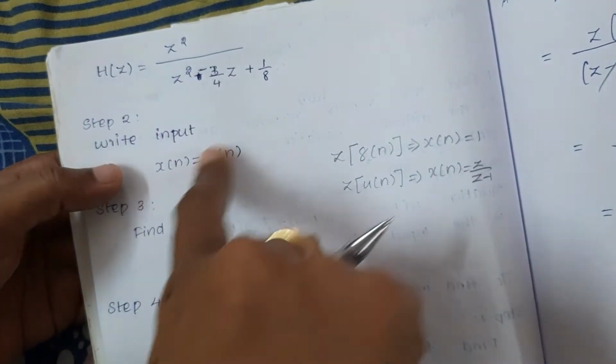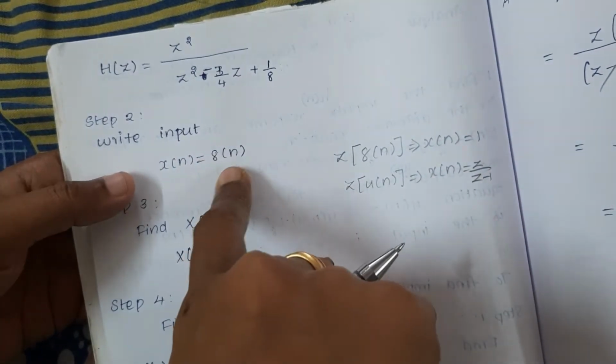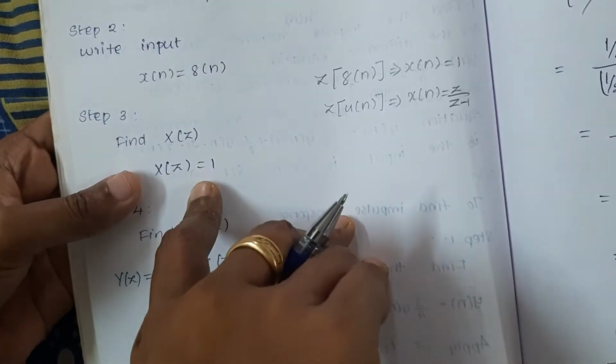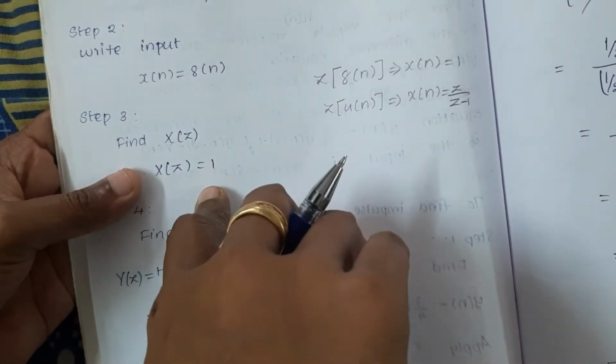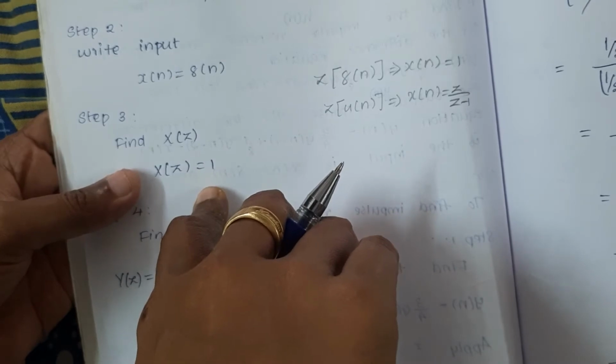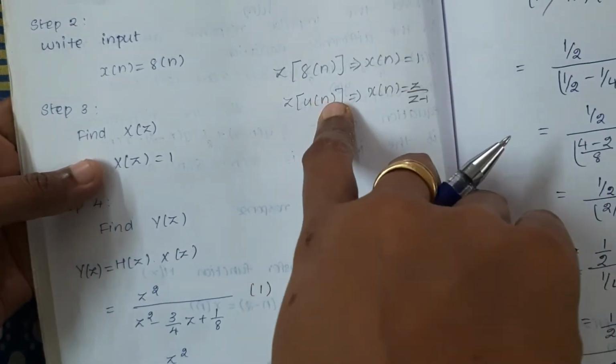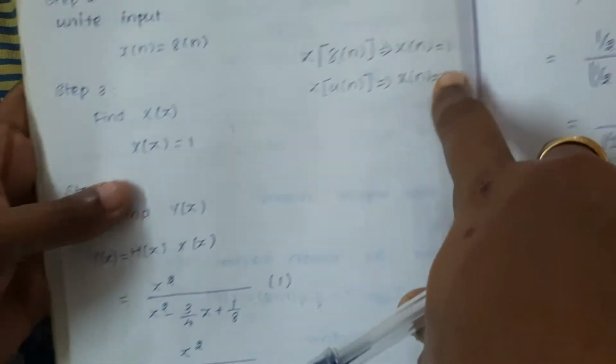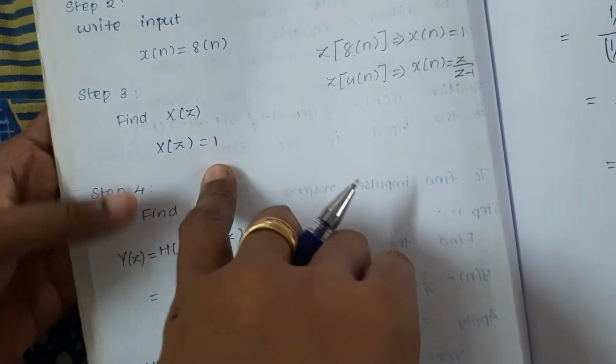Now here there are two inputs. First take x of n is equal to del of n as input and find x of z. What is the z transform of del of n? Del of n is 1. The z transform of u of n is z by z minus 1. So the z transform of del of n is 1.